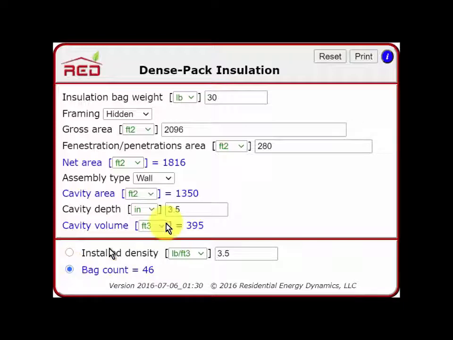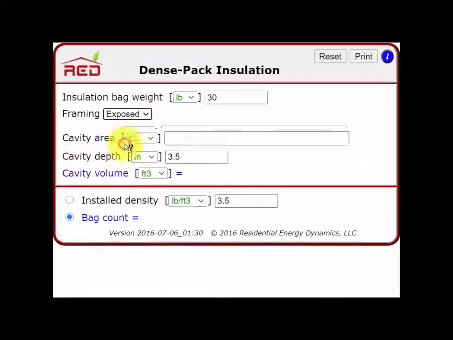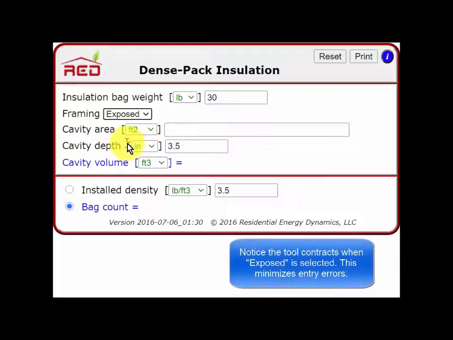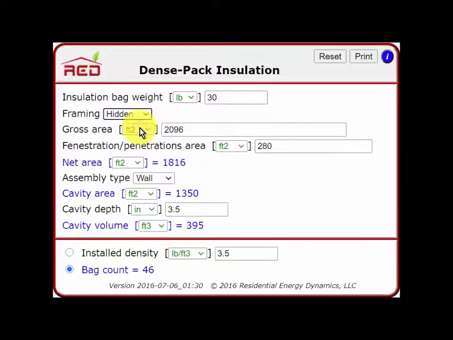Let's now look at the inputs. For the inputs, we have the insulation bag weight. For cellulose, this is generally between 25 and 32 pounds per bag. I've entered 30 here. For framing, we have either hidden framing or exposed framing. My example will be for hidden, but if I did it for exposed, we would be able to see the framing. We could measure it and include it in our measurements. Because we're doing a hidden one, we can't see it, so the tool makes certain assumptions, and I'll show you what those are.